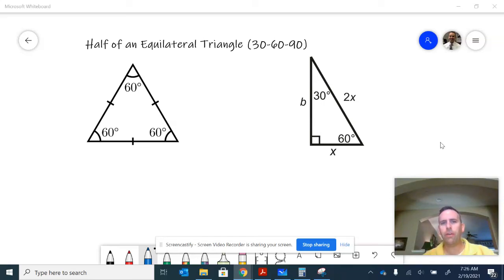Hello, welcome to a video on 30, 60, 90 triangles. On the left, you see an equilateral triangle. All of the angles are labeled 60 degrees. All the side lengths are equivalent.